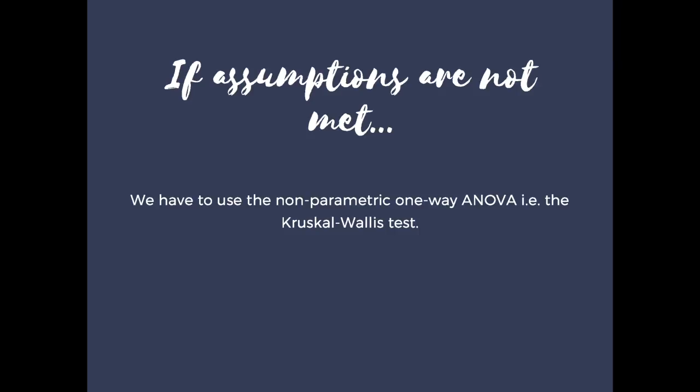Okay, so if the assumptions for the parametric one-way ANOVA test are not met, we must use the non-parametric one-way ANOVA, which is the Kruskal-Wallis test. A significant Kruskal-Wallis test indicates that at least one sample dominates another sample. The test does not identify where this stochastic dominance occurs or for how many pairs of groups stochastic dominance obtained. A further post hoc test is required for that.